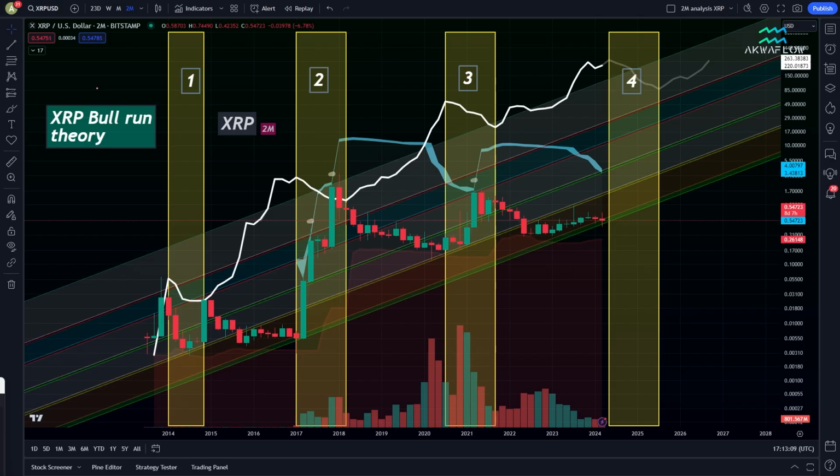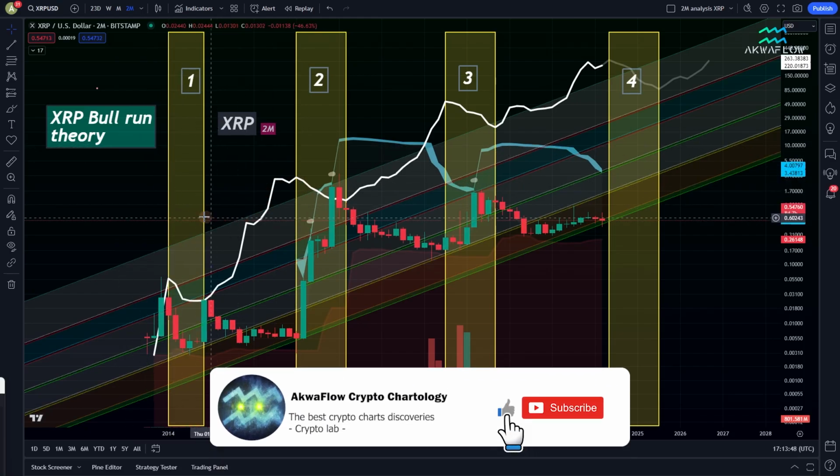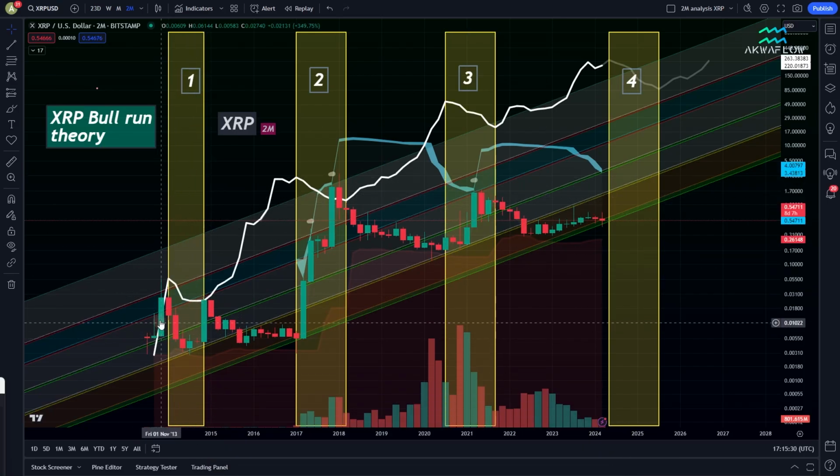Now, let's begin. So, in my previous video, we talked about this bull run theory for XRP. If you don't remember, let me refresh your mind. First, on this chart, we have the Bitcoin overlay in white. This is the Bitcoin chart shifted to make it match the beginning of the XRP price chart. And when we do this, we can observe something that is very, very interesting.